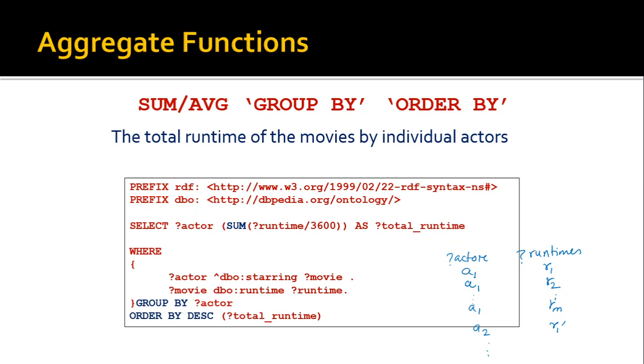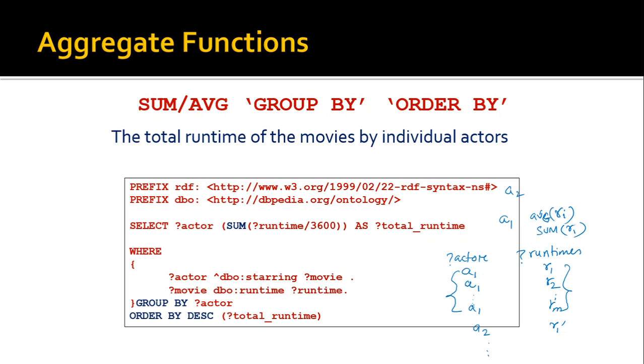So what do you want? For every actor you need to have one entry, and for that entry you want one aggregated value of the corresponding runtime values. So you want to get, for example, the average of the runtimes Ri, right? You want to get, say, the sum of the runtimes, right? And you want to do it for the other actors, right?